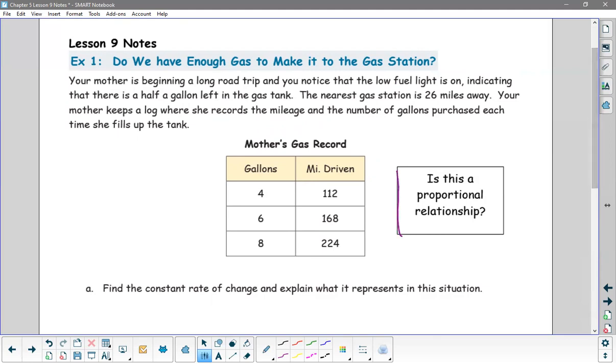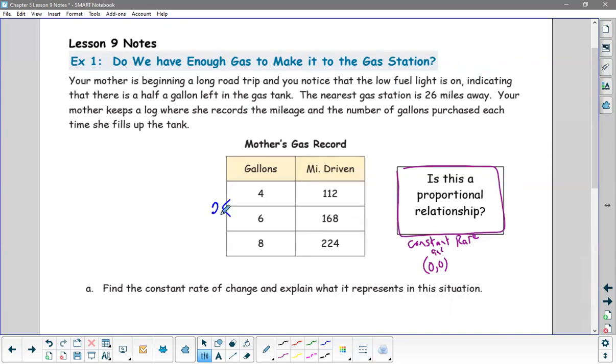First question: is this a proportional relationship? To do that, we just got to see, is it a constant rate? And does it go through 0, 0? It's got to do two things. We learned that when we were graphing things. So let's decide if it's a constant rate first.